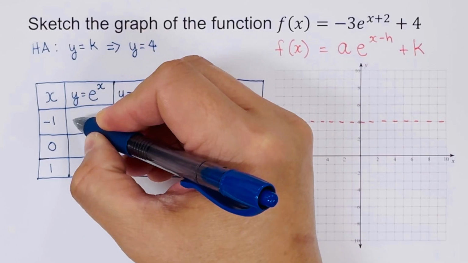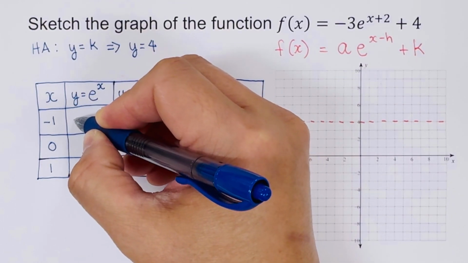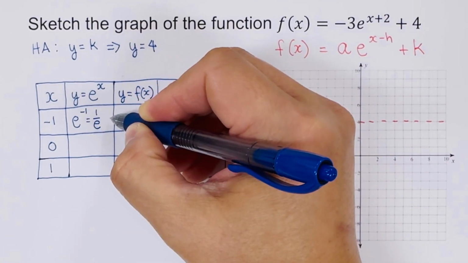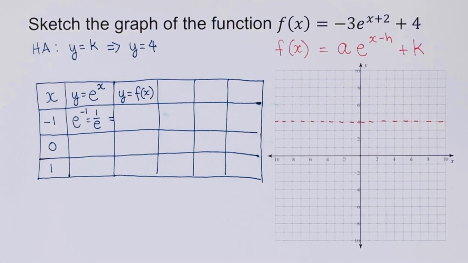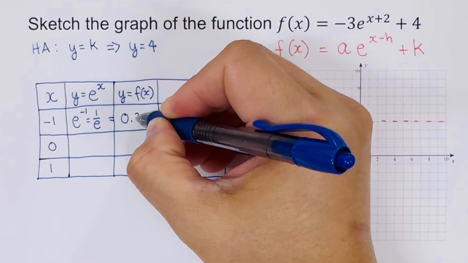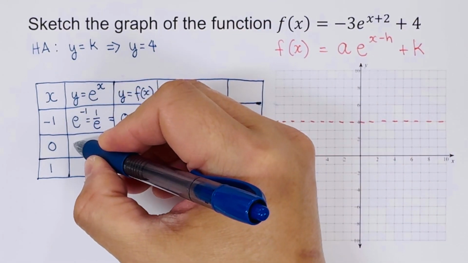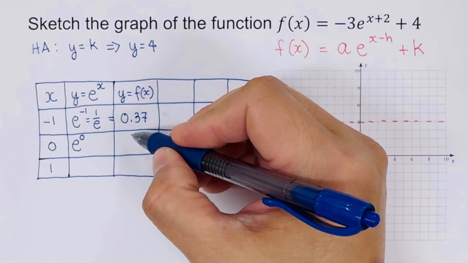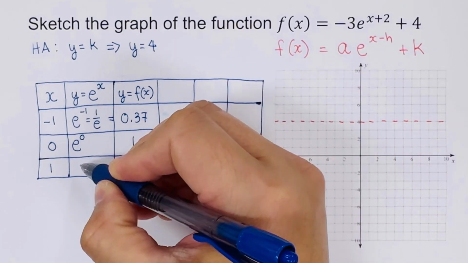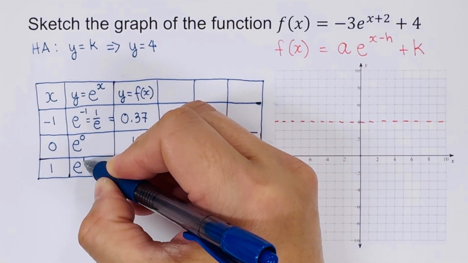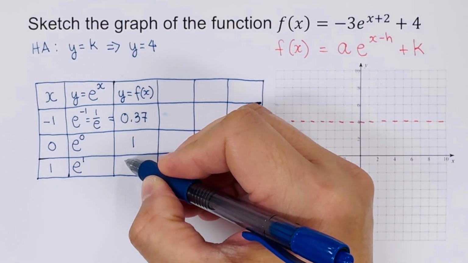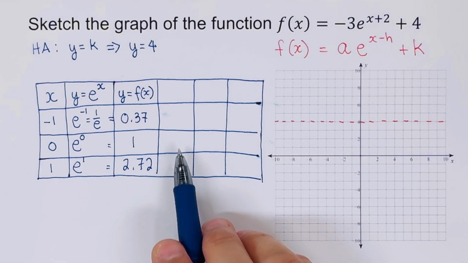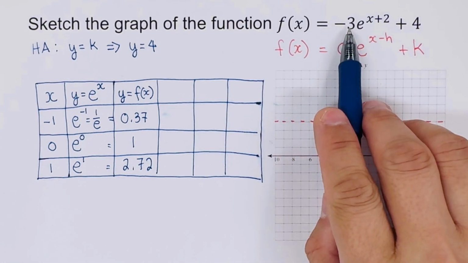So we have y is equal to e raised to the power -1. So e to the -1 is pretty much like 1 over e. If you use a calculator on this, 1 over e is 0.37. And we also have x equal to 0. So e to the 0, any value raised to the power 0, is 1. And then we also have e raised to the power 1, which is pretty much like e, which is rounded off to 2.72. For the next column, we're going to use the stretch factor, which is -3.